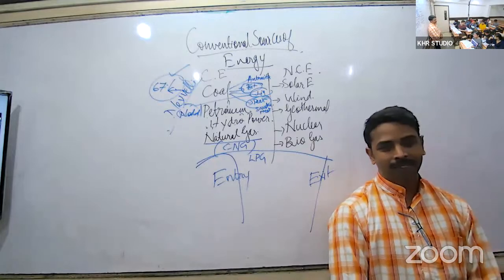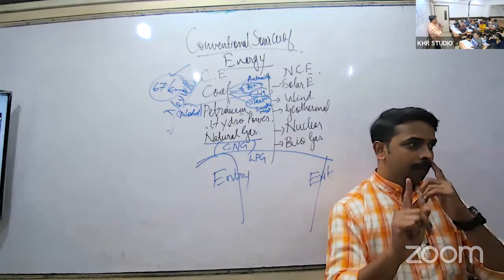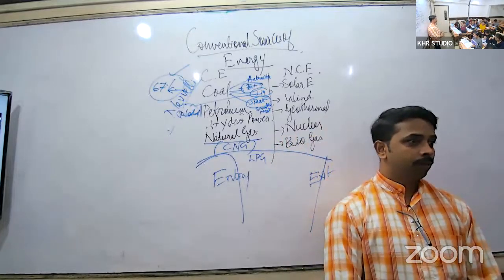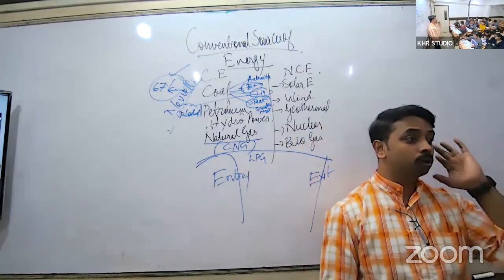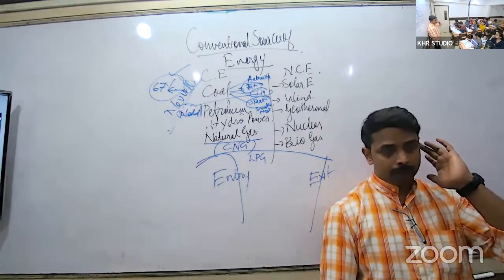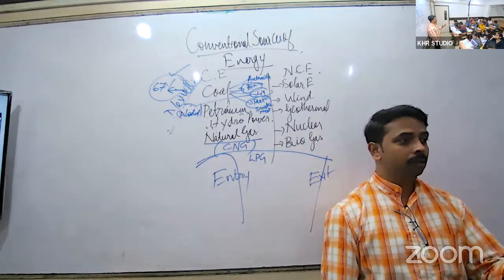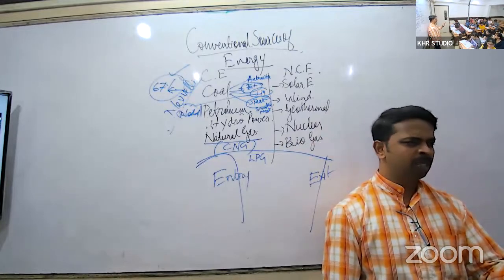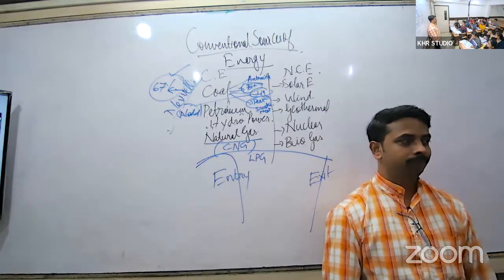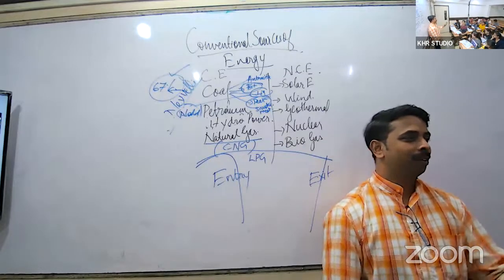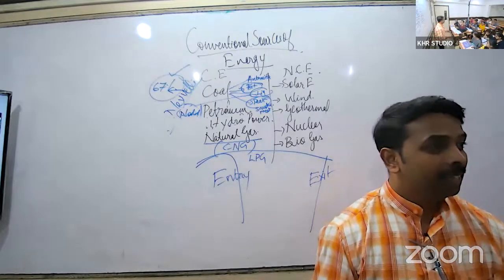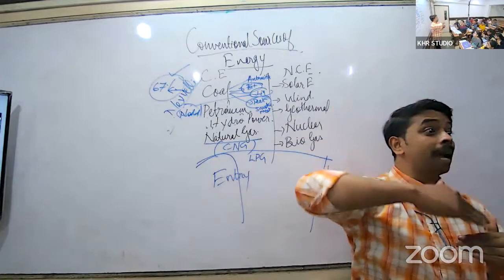I'll tell you very simply. Number one producer of geothermal energy is again America. There is a place called Yellowstone National Park in the US. What about it? The biggest geysers and springs. What is the difference between a geyser and a spring? A geyser is of higher magnitude.